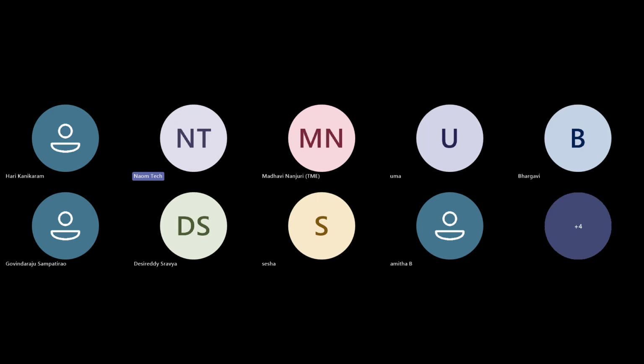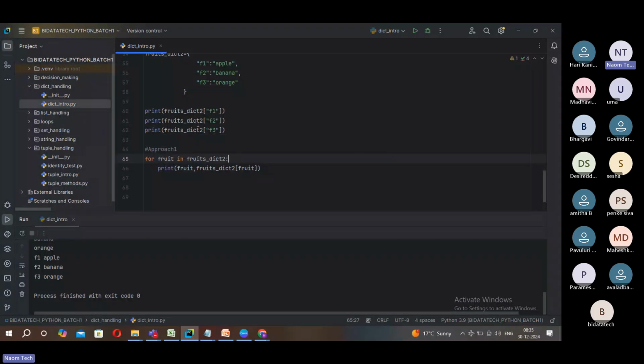Okay. In the last class, we were talking about how to traverse a dictionary. And we did this. This is the one we had discussed. We were able to iterate a fruits dictionary and print the key and value, so that whatever the key of each fruit and then the value of each fruit. This is till where we discussed in the last class.